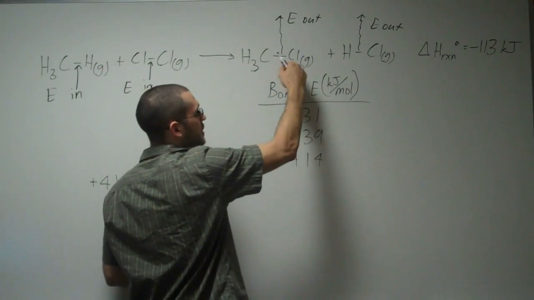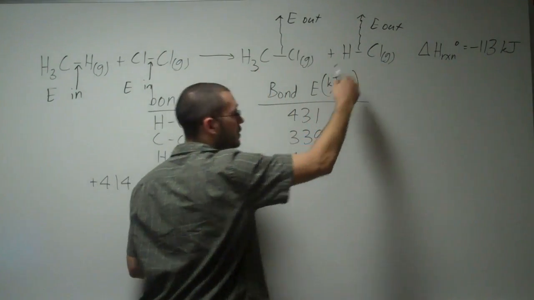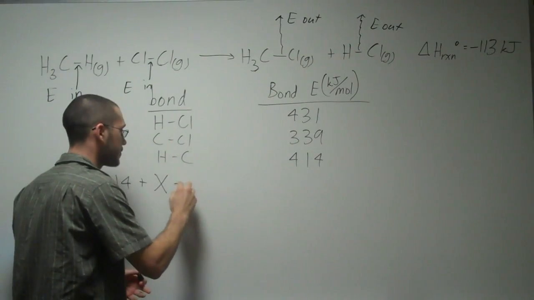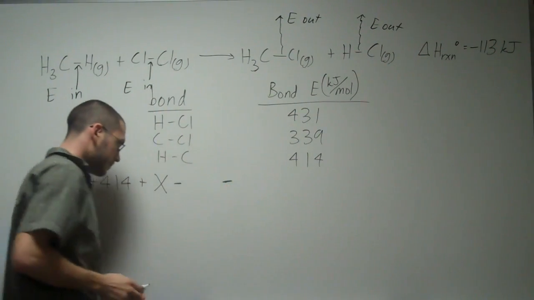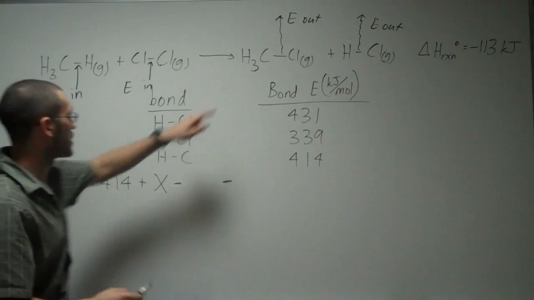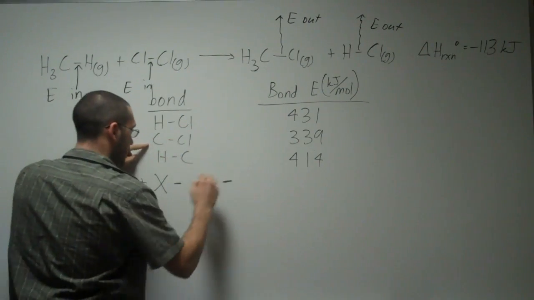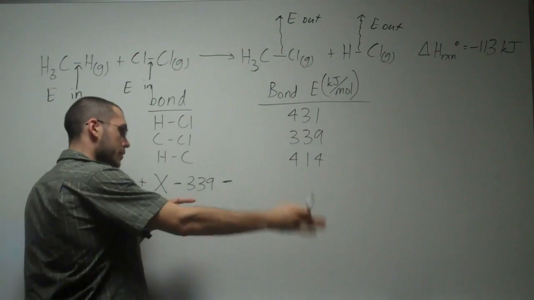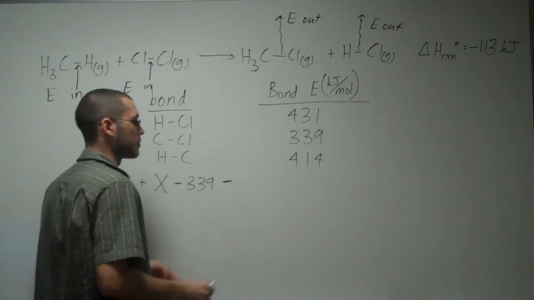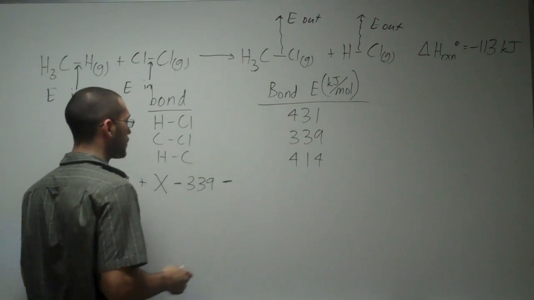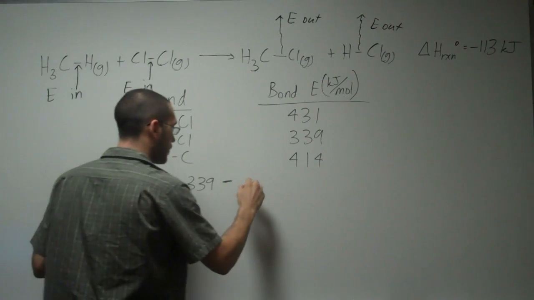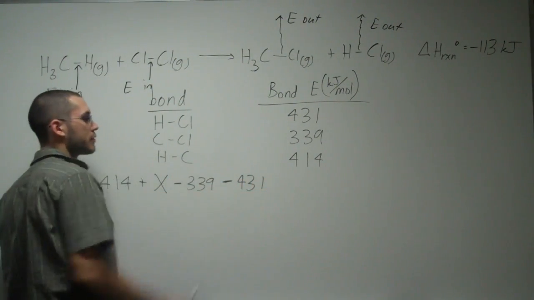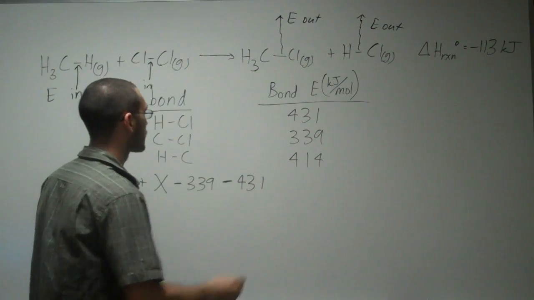These two bonds, the CCl and the HCl, need to be formed. That's energy out, so it's going to be a negative and a negative. A CCl bond was formed. That's 339, negative because energy is given off because the bond was formed. HCl, here it is, 431. Negative energy given off. Bond was formed.